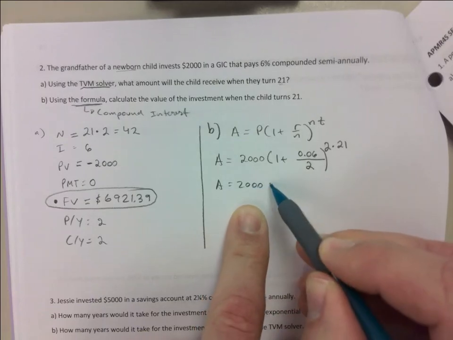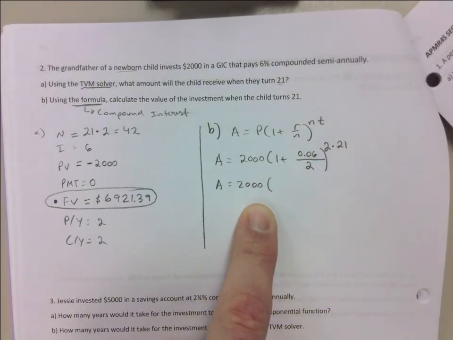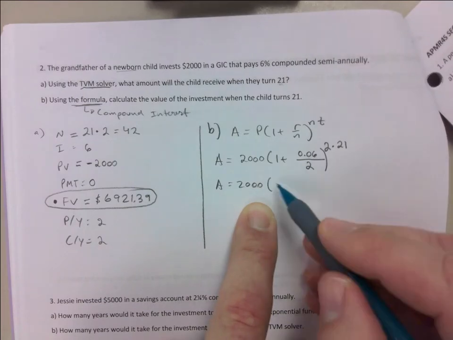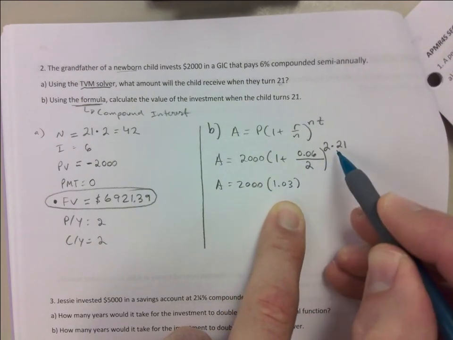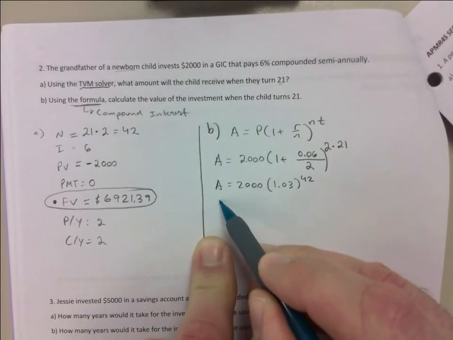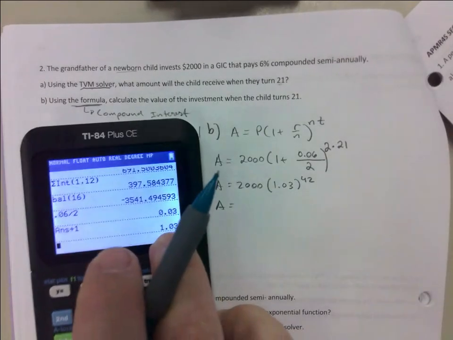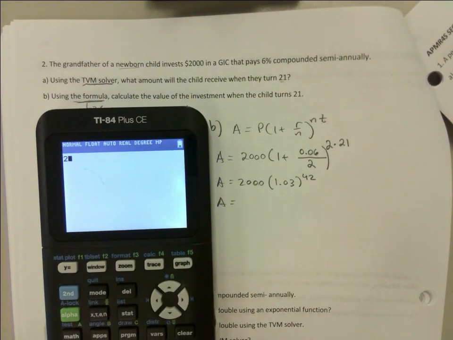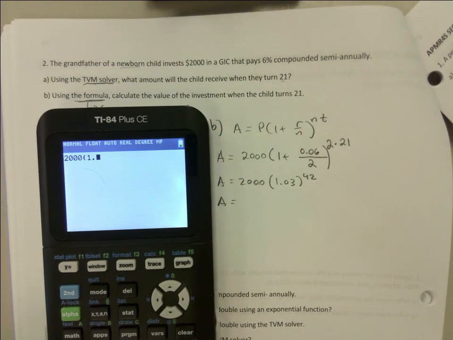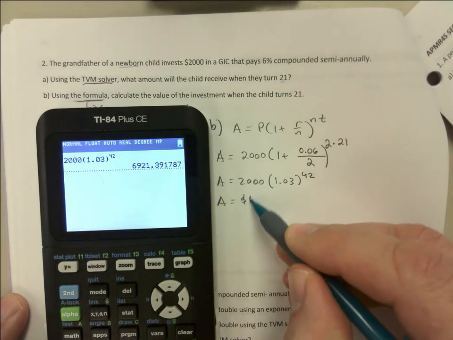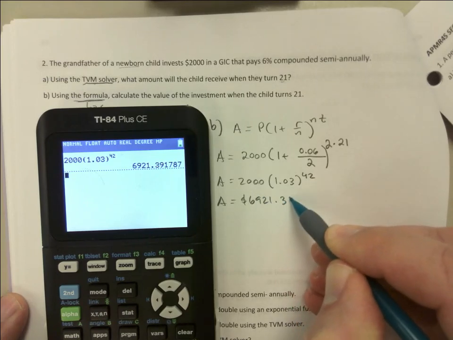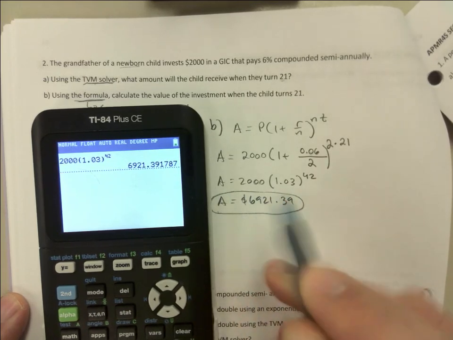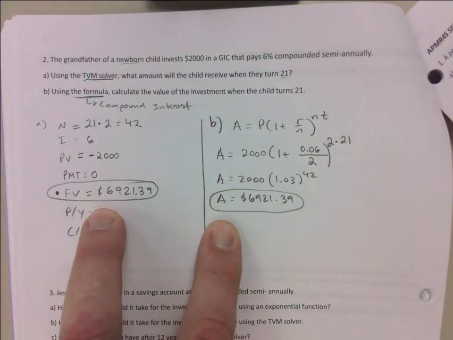That's 2,000. Let's do this here. That's 0.03, right? Plus 1, that's 1.03. And this is 42. And you may enter this in one shot at this point. Like if you want to go 2,000 times 1.03 to the power of 42. There you go, 6,921 and 39 cents. Okay, so they both give you the same answer.